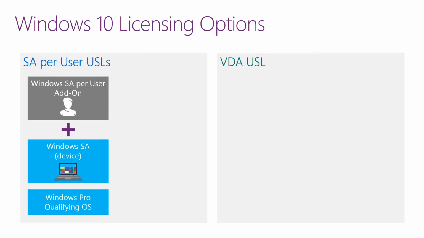Then let's take a customer who has devices with a qualifying operating system, but hasn't in the past licensed them with SA. What can he buy?